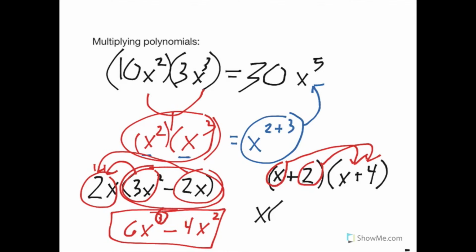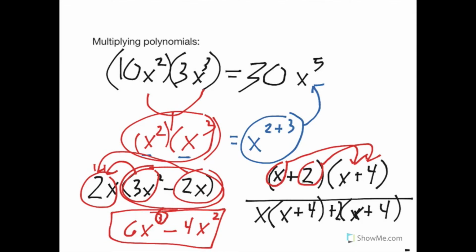Alright, so we're going to have x times x plus 4, and then we're going to have plus 2 times x plus 4. Okay, and now if we look at this problem right here, and we look at this problem, they're the same. They're exactly the same. You just have two of them now. You have x times x plus 4, and you have 2 times x plus 4. So very simple. You go x times x, which is x squared.